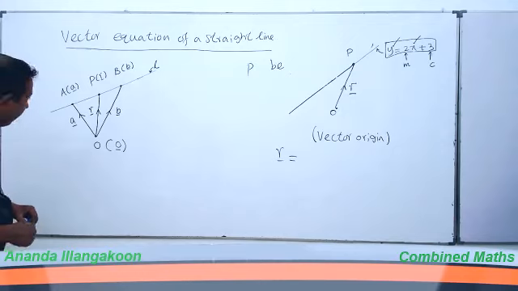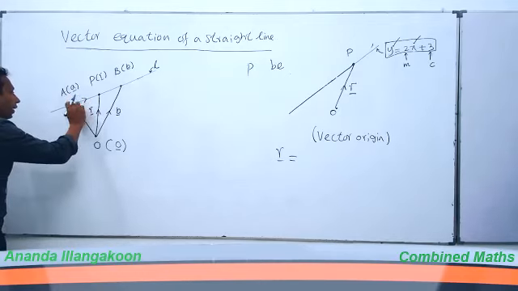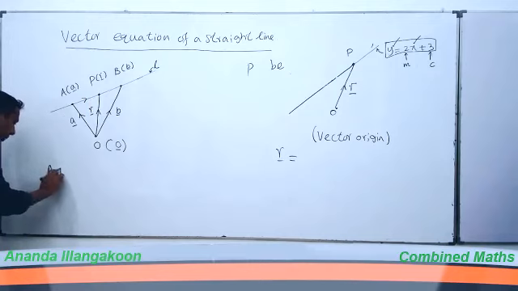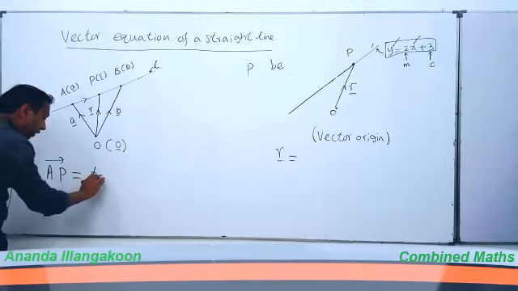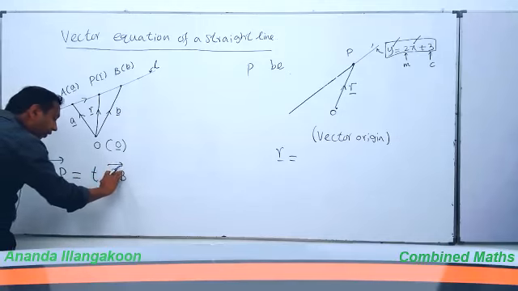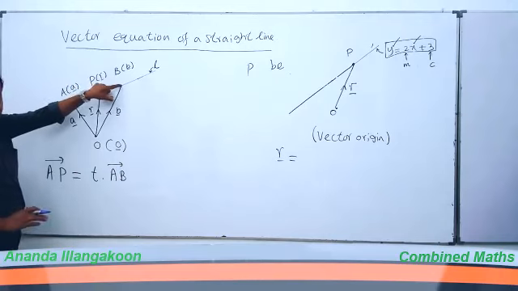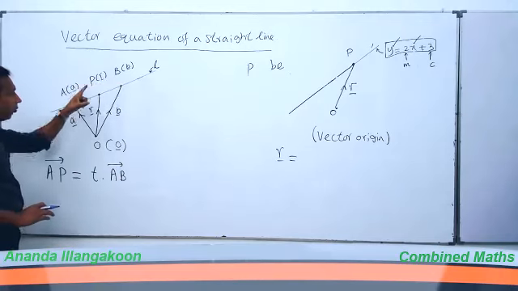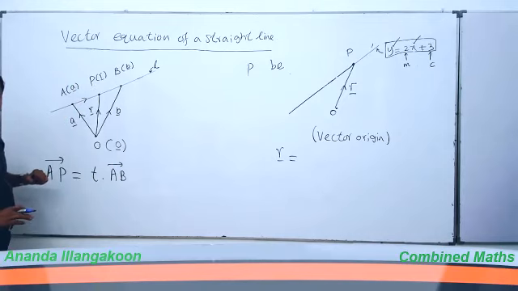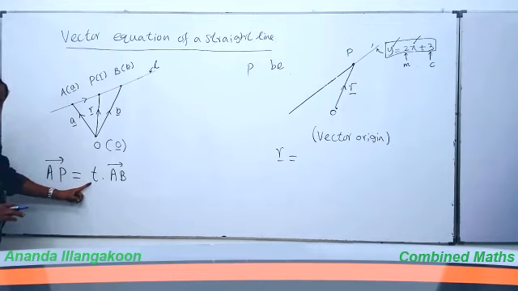That one we can write like this, people. A to P vector, A P vector. We can write, people, t times A B vector. Am I correct? A to B direction and A to P direction are the same. AB vector is the longer vector according to this diagram. Then AP is shorter. This shorter vector we can write as the longer vector multiplied by a scalar. This is correct, no?